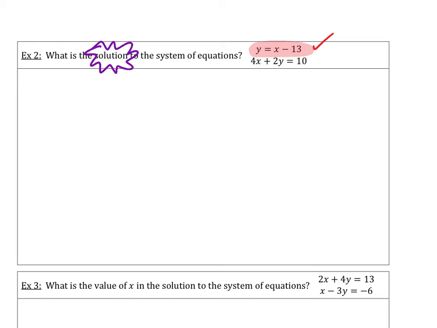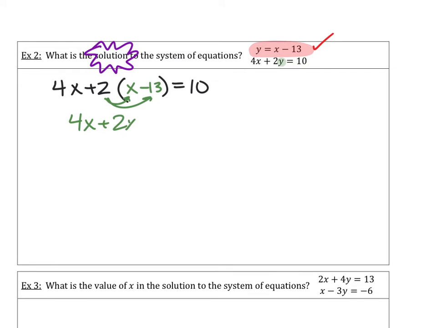Now, am I going to put it on the x or on the y? Yeah, because this equation says y equals, you're going to plug that in on the y. So here I go. Okay, so I have 4x plus 2y, but I'm going to leave a giant parentheses open on that y because I'm substituting in the red equation, x minus 13. We distribute, so we're going to have 2 times x and 2 times negative 13, which would be 4x plus 2x minus 26 equal to 10.